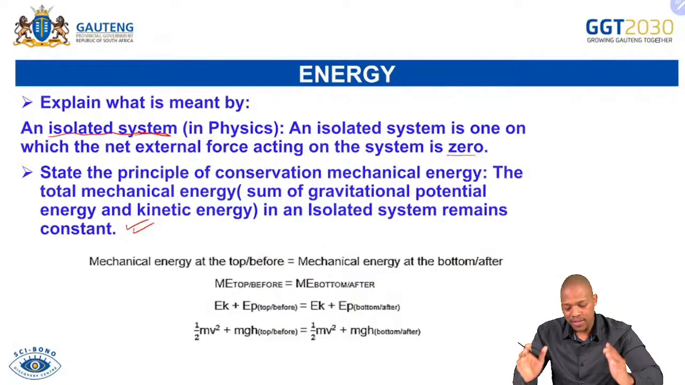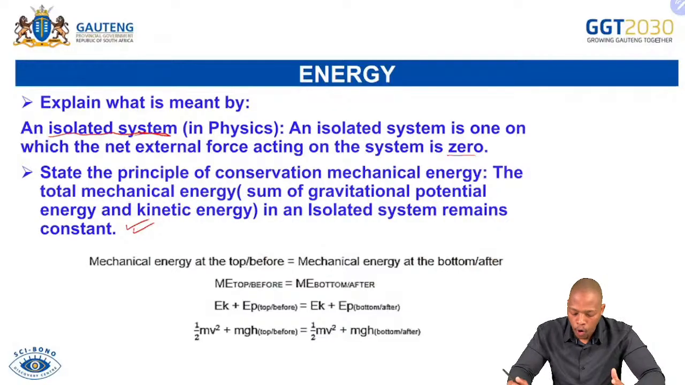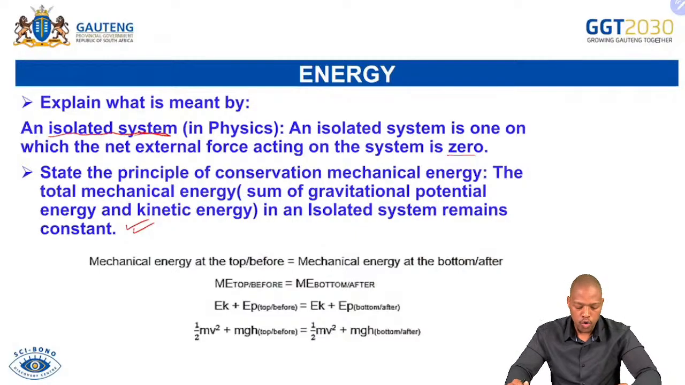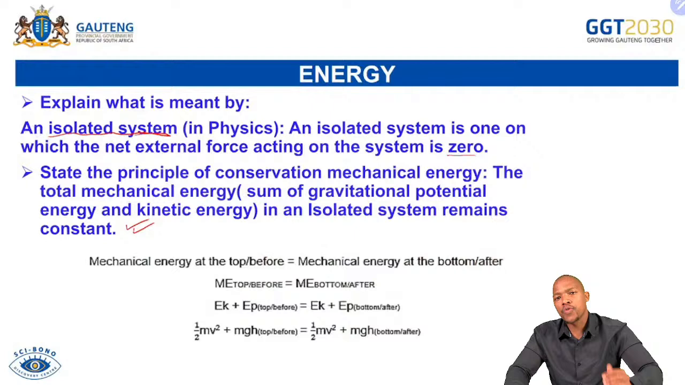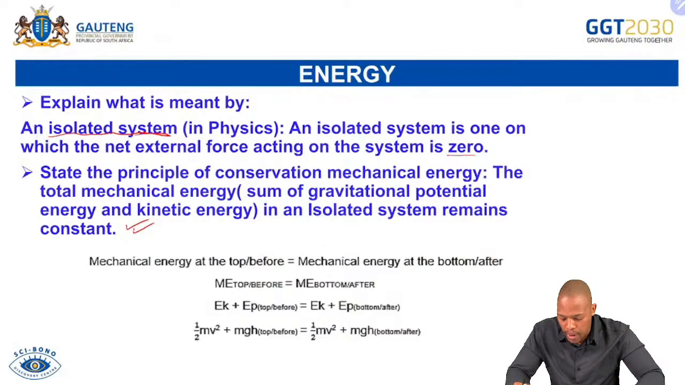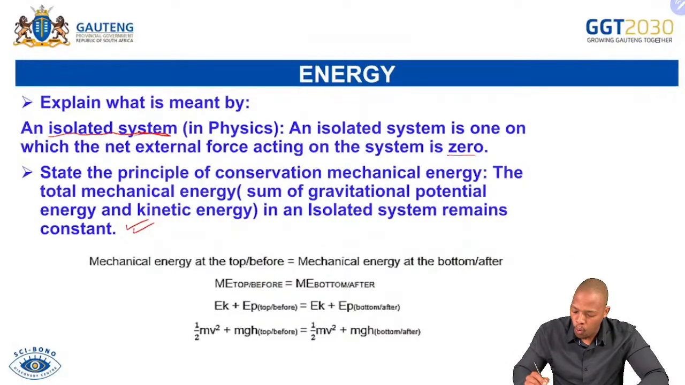If you don't want, you can forget about them, right? Or you can state it by using the ones in brackets only. The sum of gravitational potential energy and kinetic energy in an isolated system remains constant. Or you can state the whole thing together, right? The total mechanical energy, sum of gravitational potential energy and kinetic energy in an isolated system remains constant. You stated it, but what does it mean, right? Let's talk about what it means.